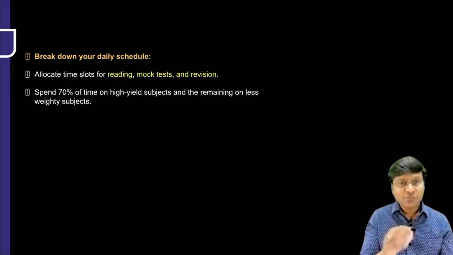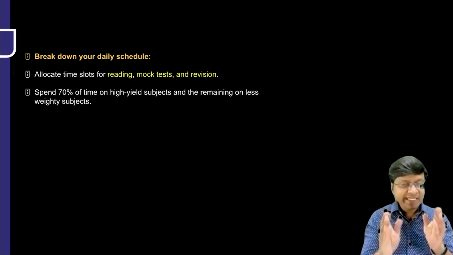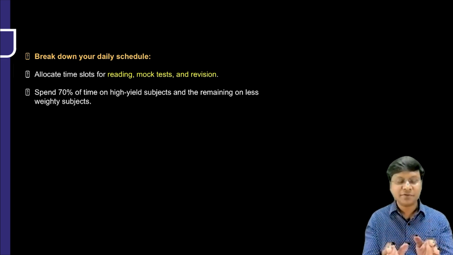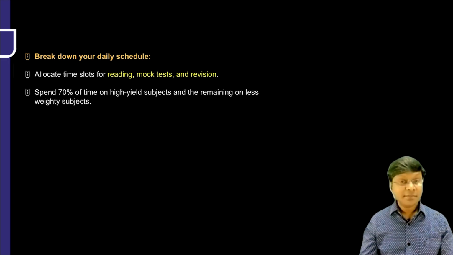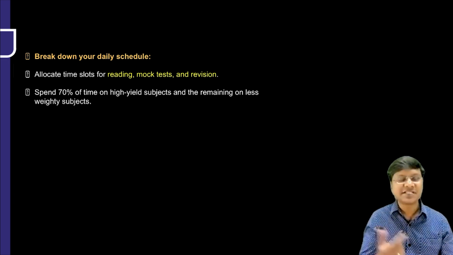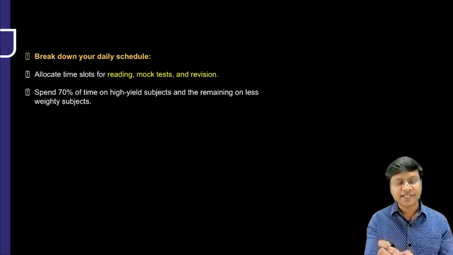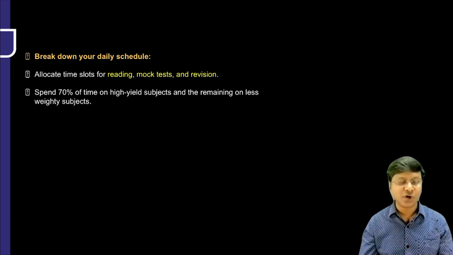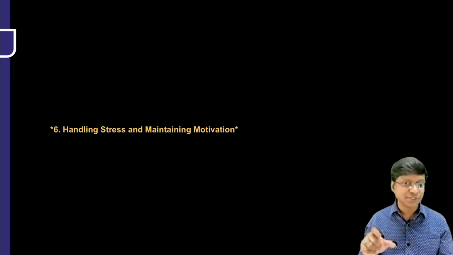Okay. Now, whenever you're preparing, like I have given you the weightage, try to give 70% of the time for the high yield subjects, or the high yield chapters, and the remaining 30% for less weighted subjects, because it is the high yield subjects which are more scoring. And in that, you need to read main theory, do mock exams, as well as the revision of that particular high yield subject. So that is how you need to break down your entire time schedule.